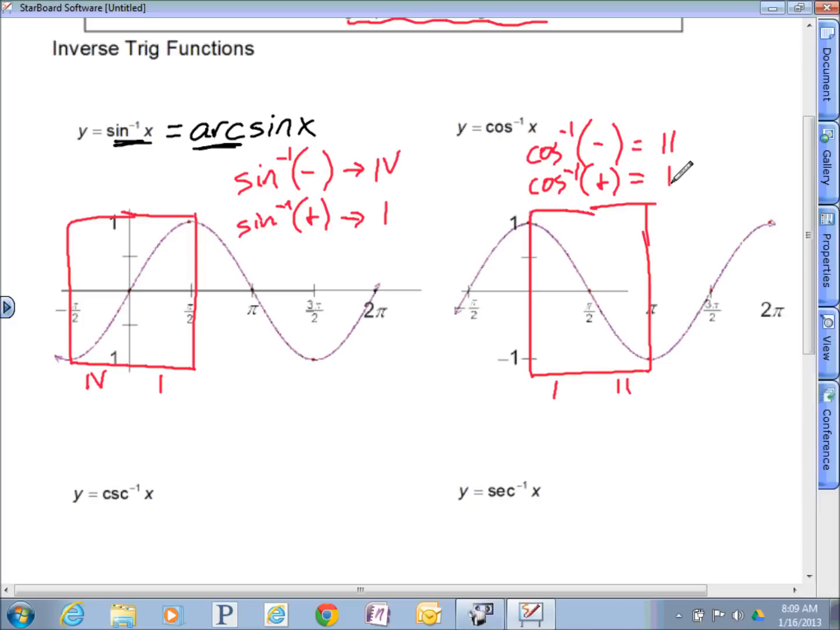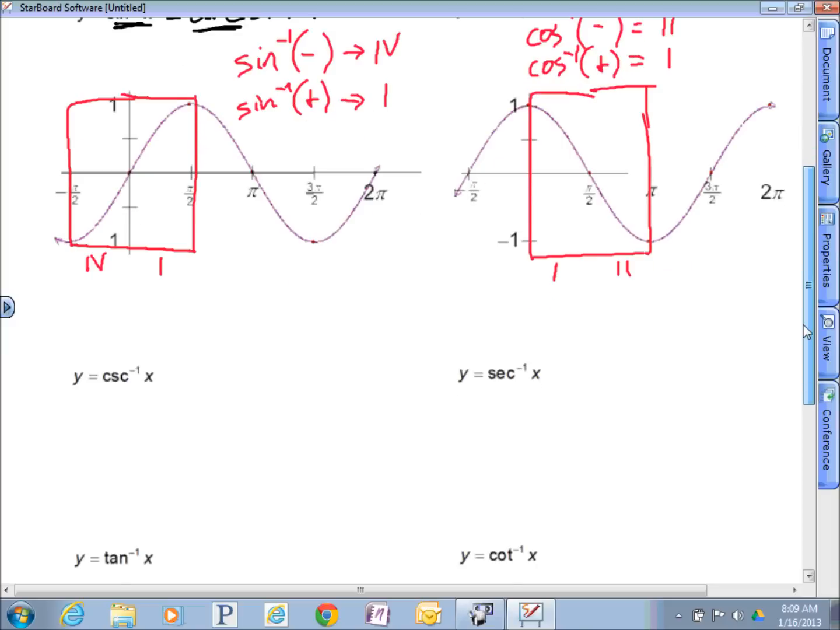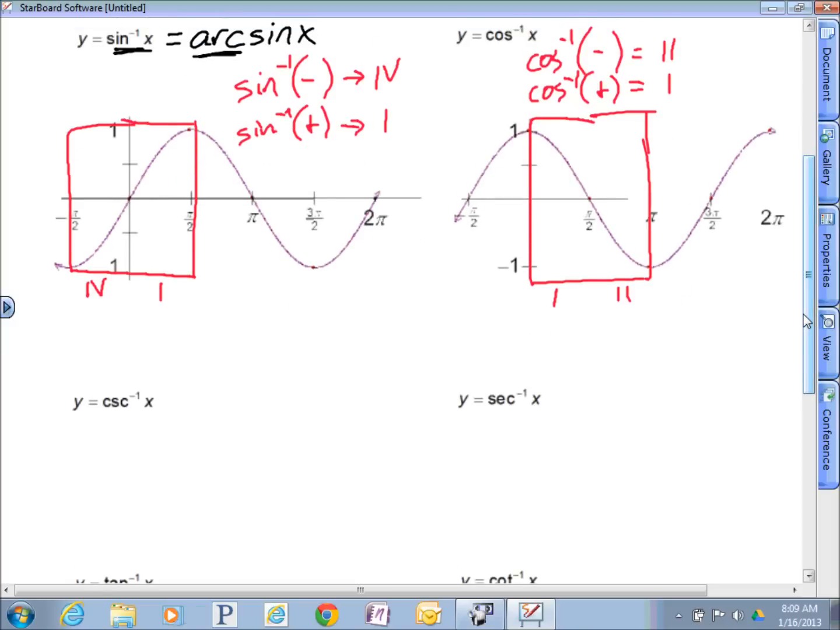So that's quadrant 1 and quadrant 2 for cosine. Then cosecant and secant are going to match. Cosecant inverse is going to match sine, and we do exactly the same thing, so we're looking at quadrants 1 and 4. Secant inverse is going to match cosine, so we're looking at quadrant 1 and quadrant 2 for our potential values.